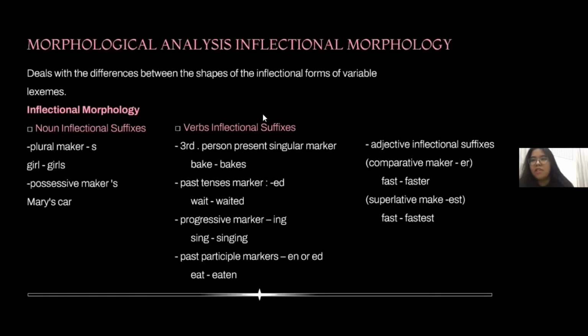Adjective inflectional suffix, comparative marker with -er: fast, faster. And the last, superlative marker -est: fast, fastest.